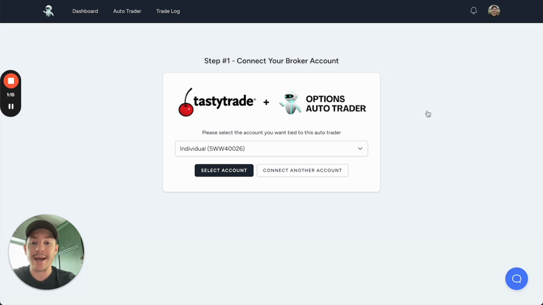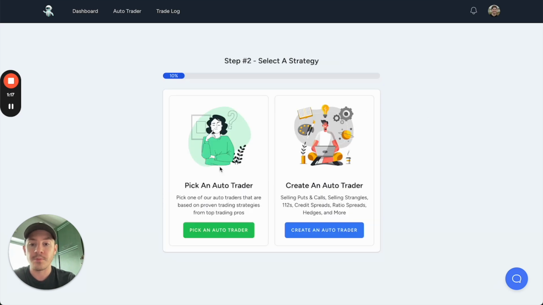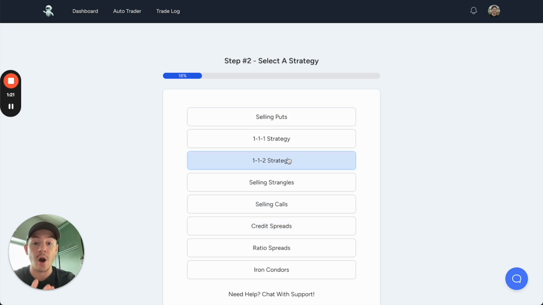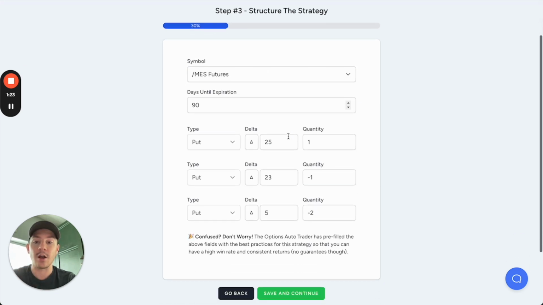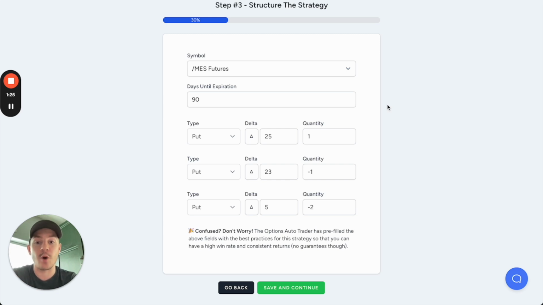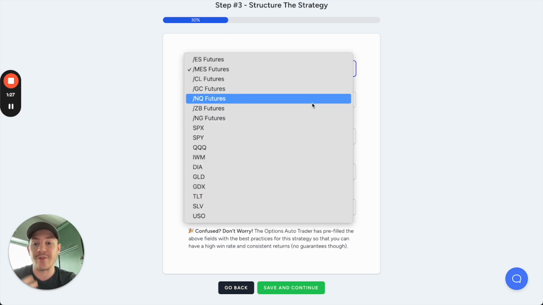You just simply connect in your Tasty Trade broker. Then you select the auto trader you want to do. So let's create a 112 auto trader. When I click on the 112, I get a ton of options of what I want to automate. I can do it on whichever asset I want.